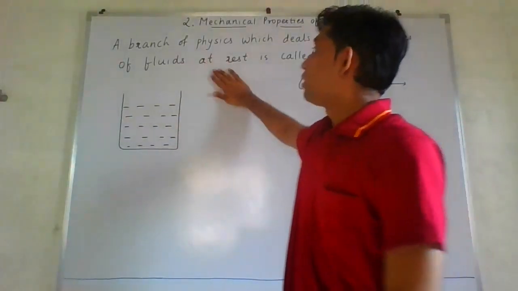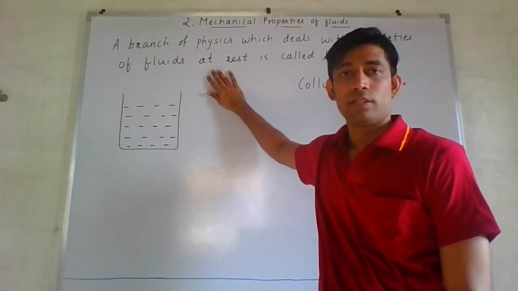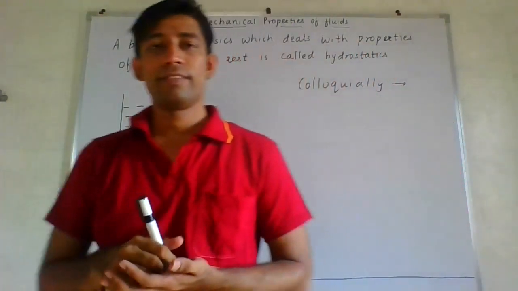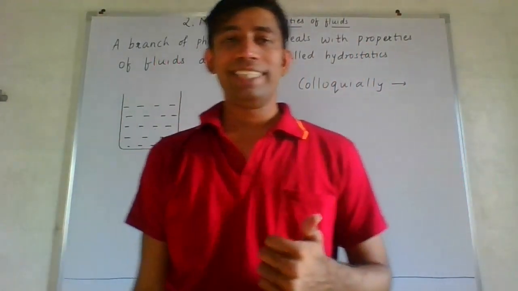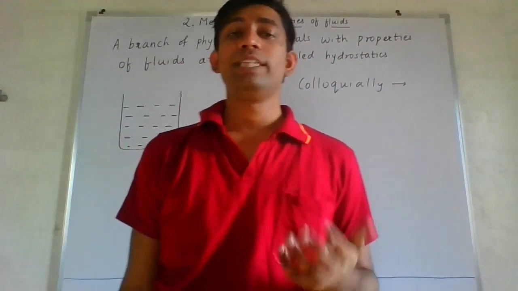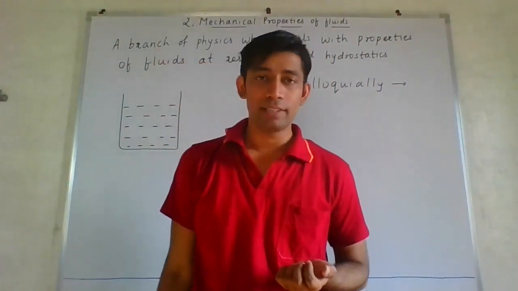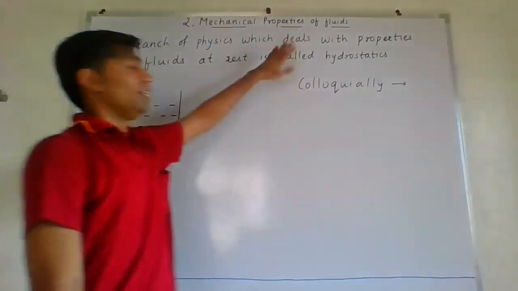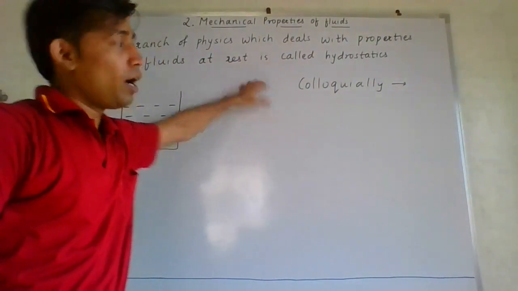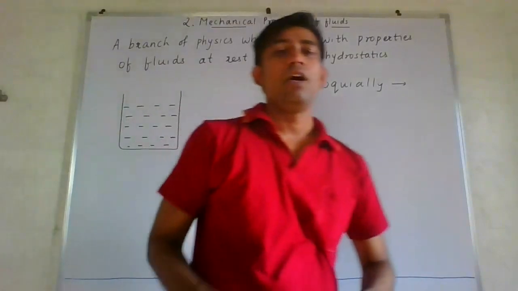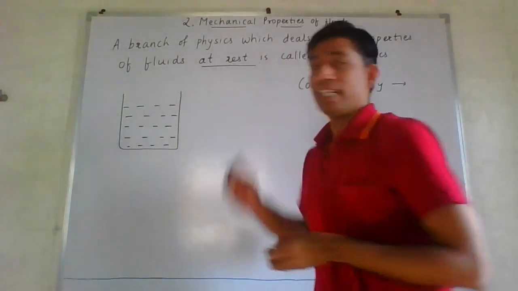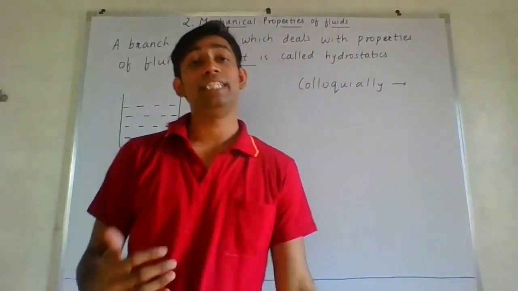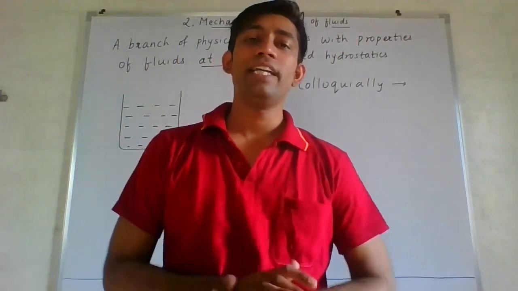Hello students. We are going to the next part of this chapter, which is what is hydrostatics. As I told you that in this chapter we are going to study about fluids at rest as well as fluids in motion, like we had studied in our previous standard, objects at rest and objects in motion. So hydrostatics definition, I've already written it on the board: a branch of physics which deals with properties of fluids at rest is called hydrostatics. Similarly, we will have a topic called hydrodynamics when fluids are in motion.